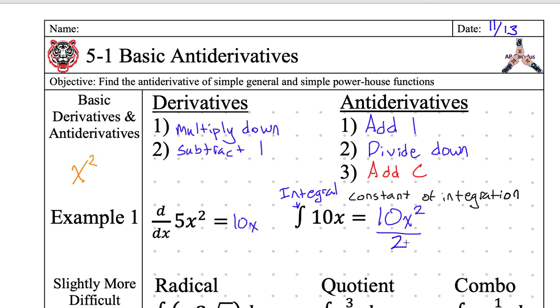And don't forget your, what do I call that thing? You can call it C or the, what, meow? Constant of integration. There it is. So I'm going to go ahead and say plus C as well, meow. And I can, of course, simplify this thing, meow.